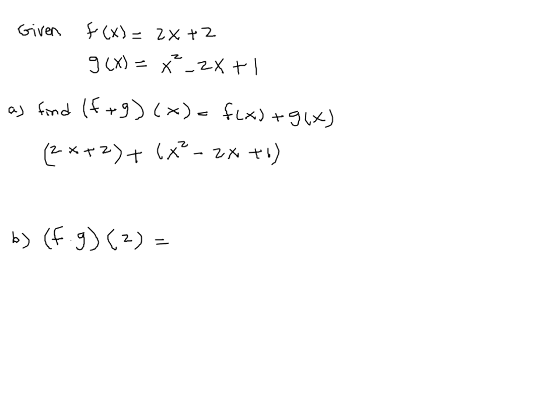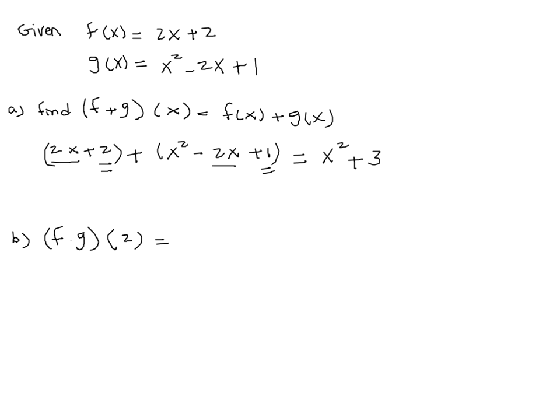Just combine like terms. We have x to the power of 2, one of them here. We have 2x minus 2x, that adds up to 0. And then we have plus 2 and plus 1, that adds up to plus 3. So this would be f plus g of x.